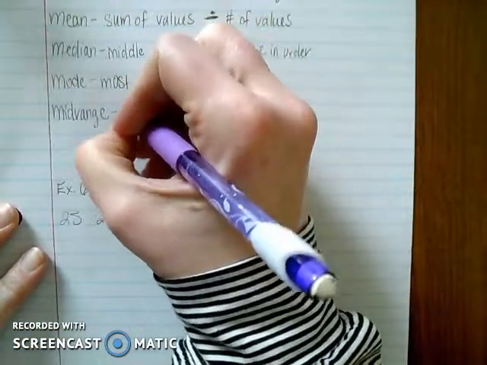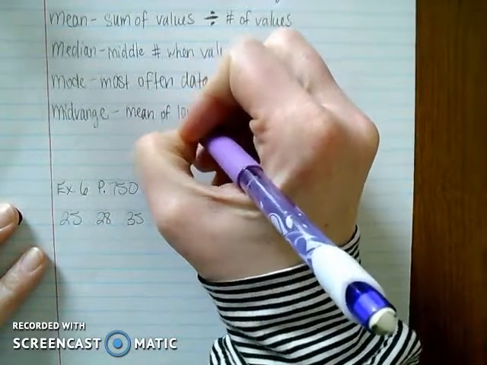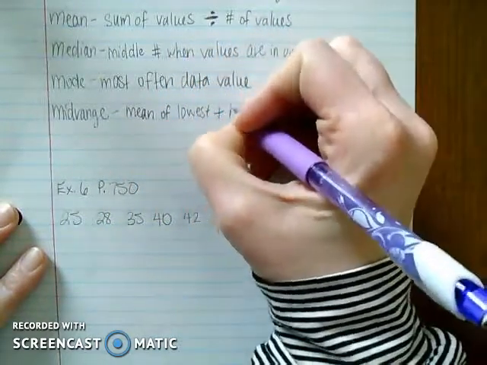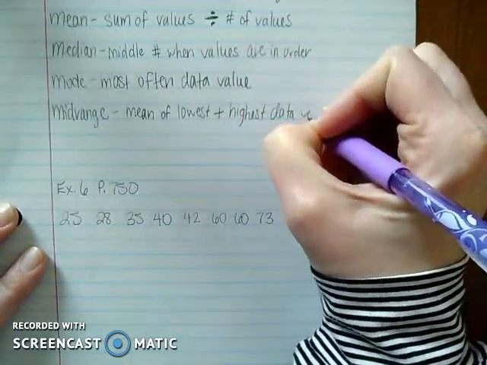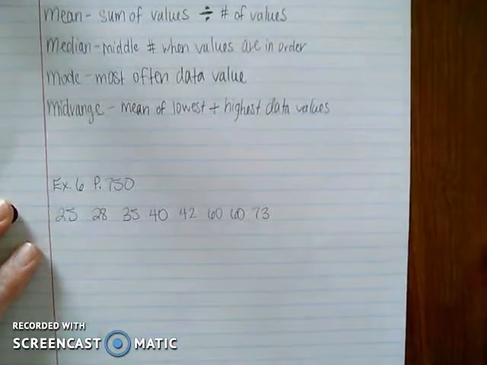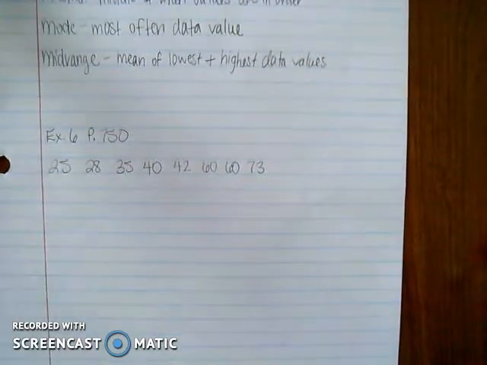The mid-range is the mean of the highest and lowest value. So you're going to take the lowest value plus the highest value and divide by 2, because you're finding the mean of those two.